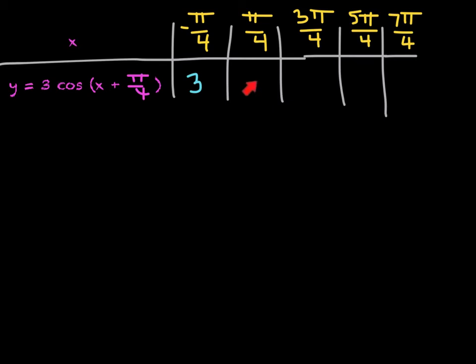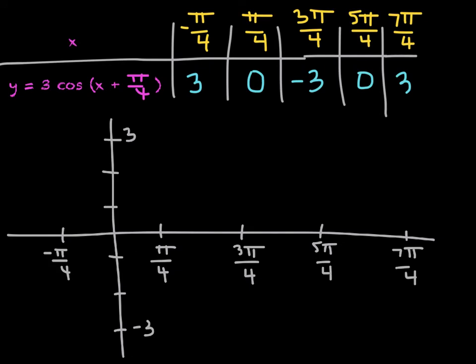When I plug in pi over 4, pi over 4 plus pi over 4 is 2 pi over 4, which becomes pi over 2 when you simplify. Cosine of pi over 2 is 0. 3 times 0 is 0. I went ahead and plugged in the rest of them and did the arithmetic here and found these function values. So what we can do now is graph our function.